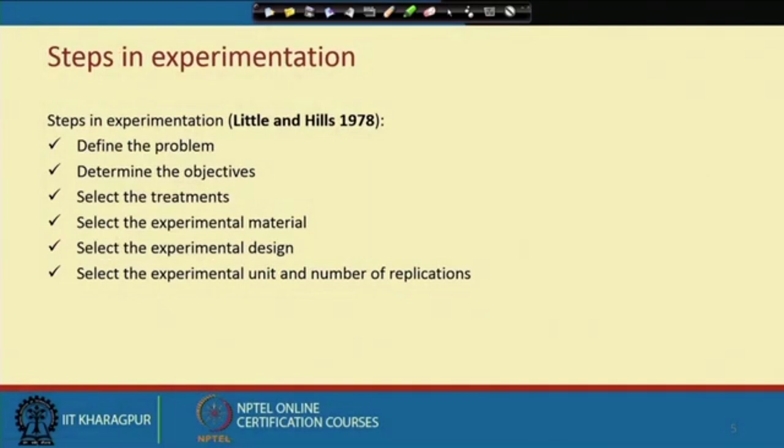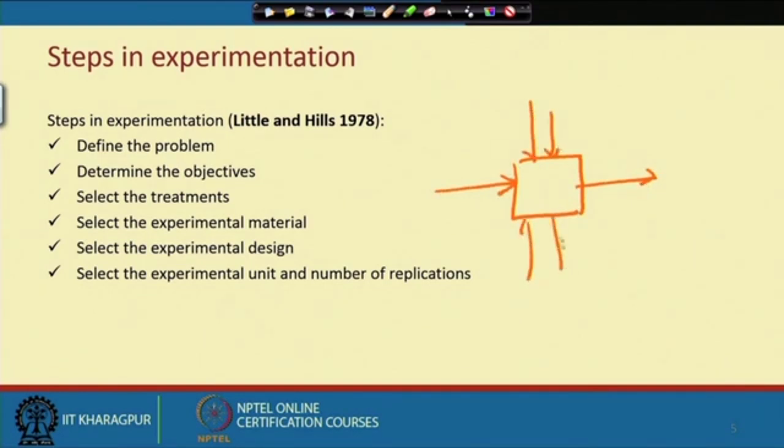Now, for the time being, let us concentrate on a process. It has inputs, it has outputs, it has controllable factors, it has uncontrollable factors. So inputs are x, outputs z, control factors, and y is your response variable.